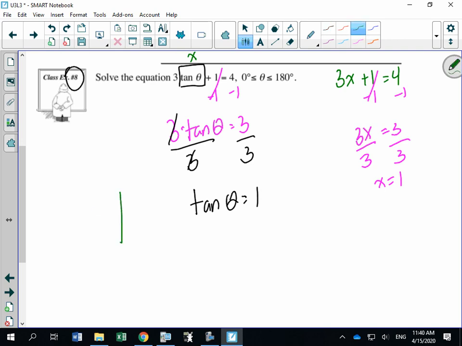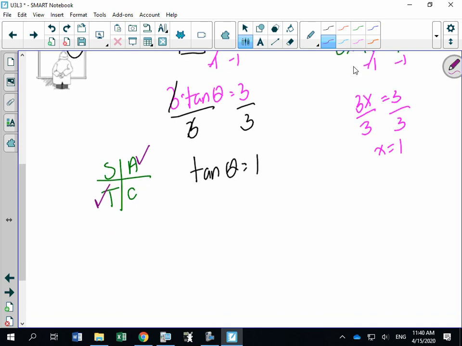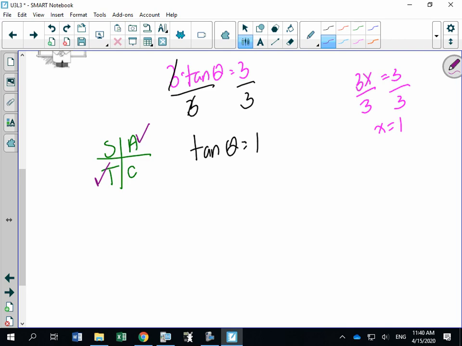Okay, let's draw our CAST rule. C-A-S-T. Put your 2 check marks. Where do you think the check marks are going to go? They're going to go in 2 quadrants where tan is positive. So where's tan positive? In its own quadrant, T, and all trig ratios are positive there. So what I need to do is I need to find, I've got 2 solutions, and my solutions are in quadrant 1.